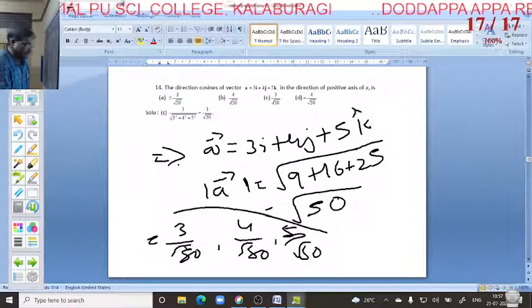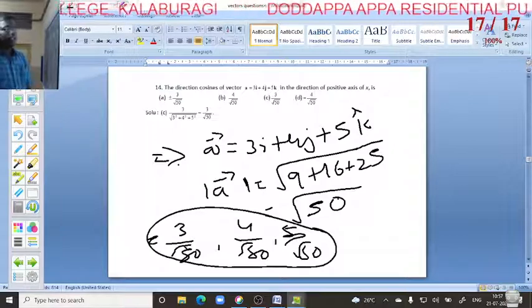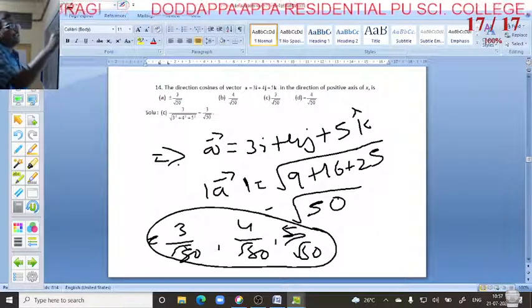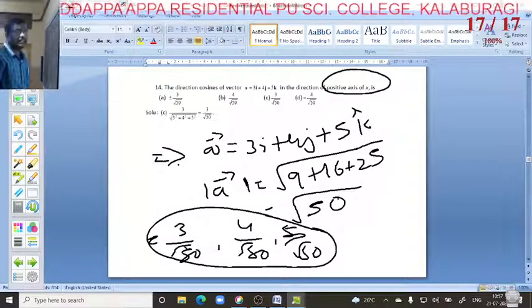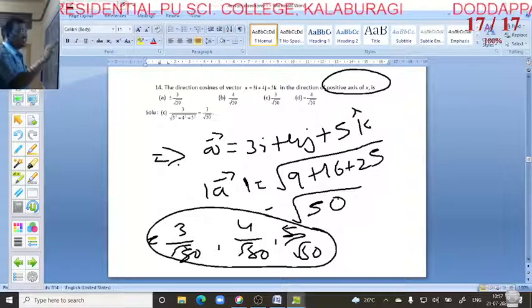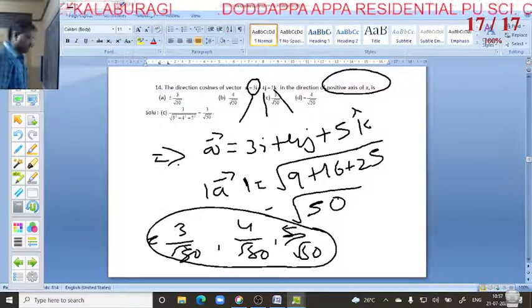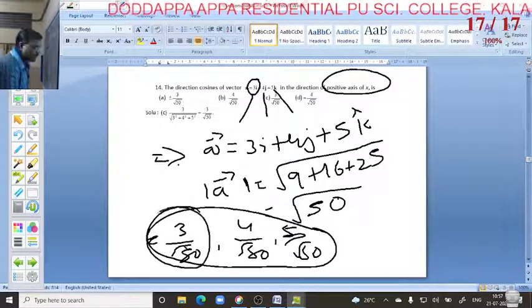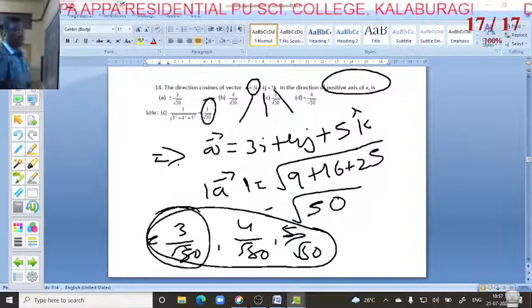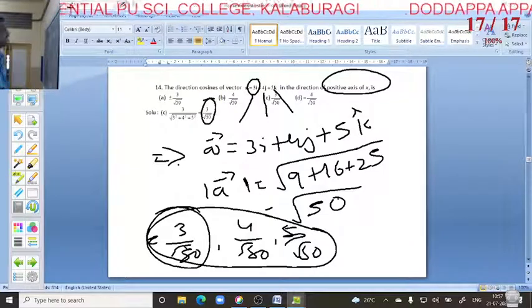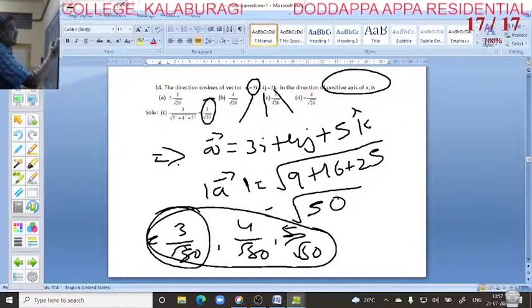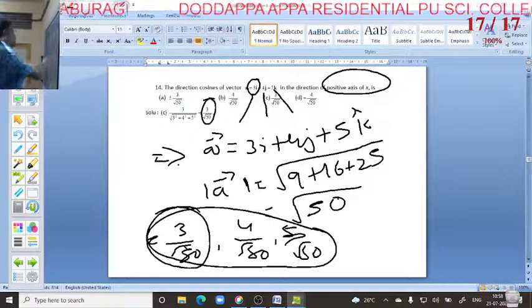But what are they asking here? The positive axis of x. The first value is x, second is y, third is z. Here what is asked is x, only one, that is 3 by root 50. That is the third option.